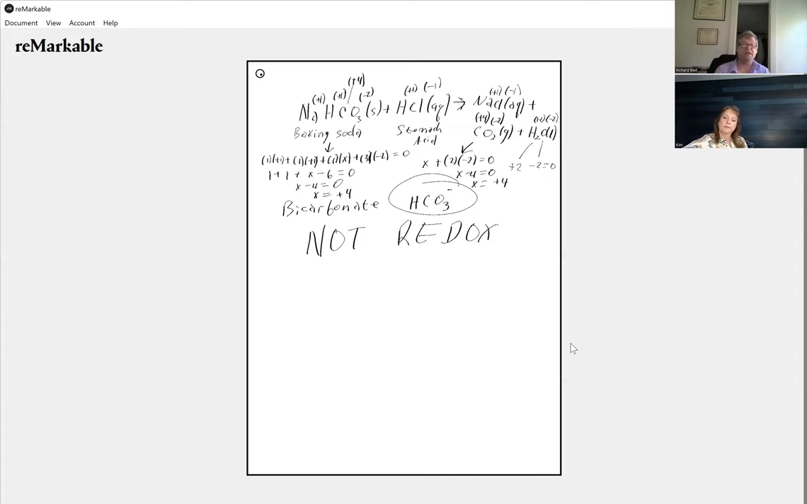I'm going to give you a hint here. If you find only one element that changes oxidation numbers, you have made a mistake. You cannot have a reduction without an oxidation. You cannot have an oxidation without a reduction. So if you find only one element that changes oxidation numbers, something is wrong.